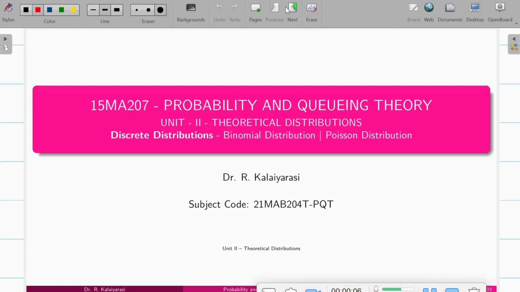Everyone. In today's lecture, we are just going to learn about the Poisson distribution, which is a discrete theoretical distribution.